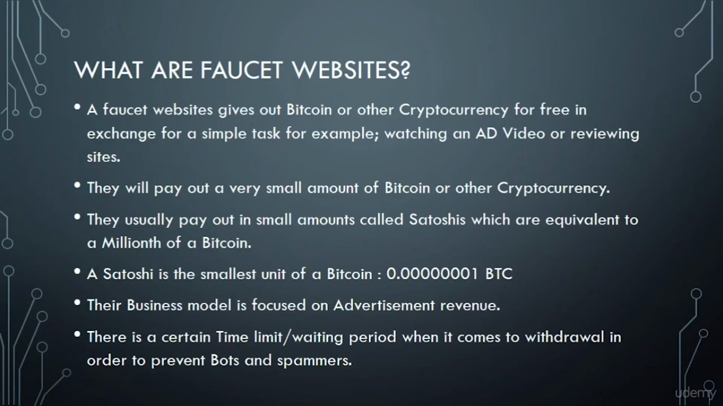So they'll make you do about 100 tasks, and they give you a waiting period, so that they reduce the amount of bots and spammers on the website who just perform one task and then withdraw, because that just defeats the purpose really. So that's basically it. That was a basic introduction to what faucet websites are.